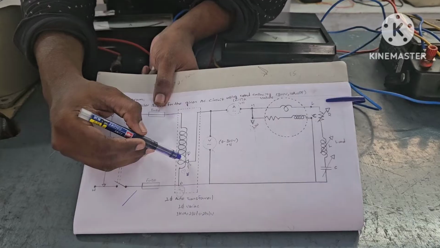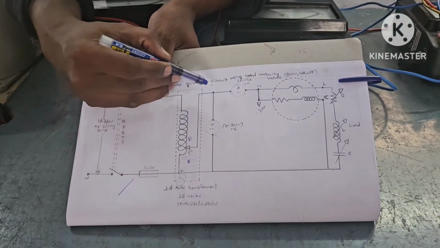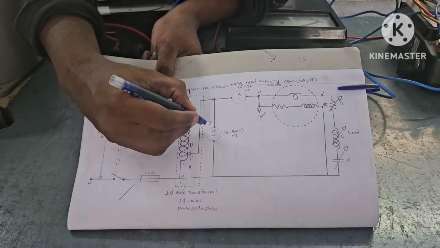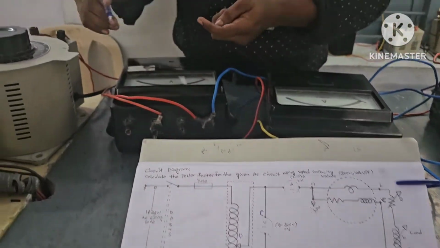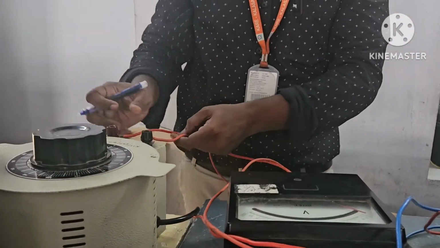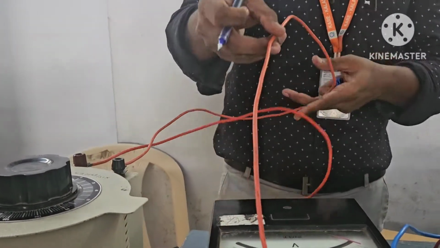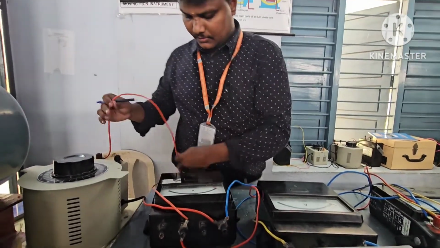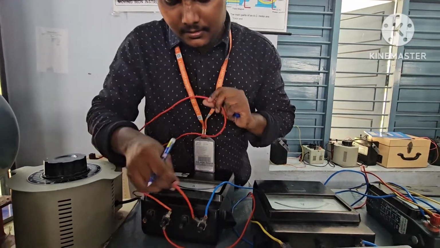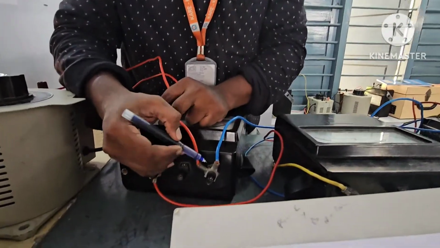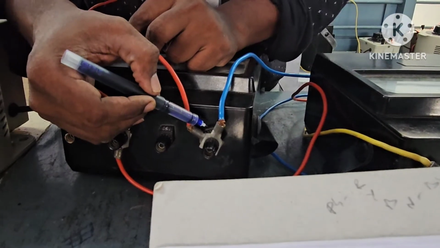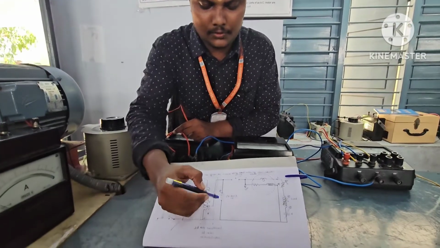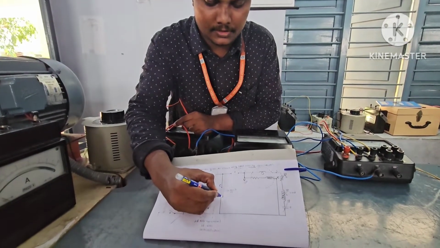Now I need to connect the phase of the auto transformer to the voltmeter terminal. First I will connect the phase of the auto transformer to the voltmeter common terminal. Phase, as we all know, will be in red color. So I am connecting this phase to the voltmeter common. You see, we are connecting phase to voltmeter common.